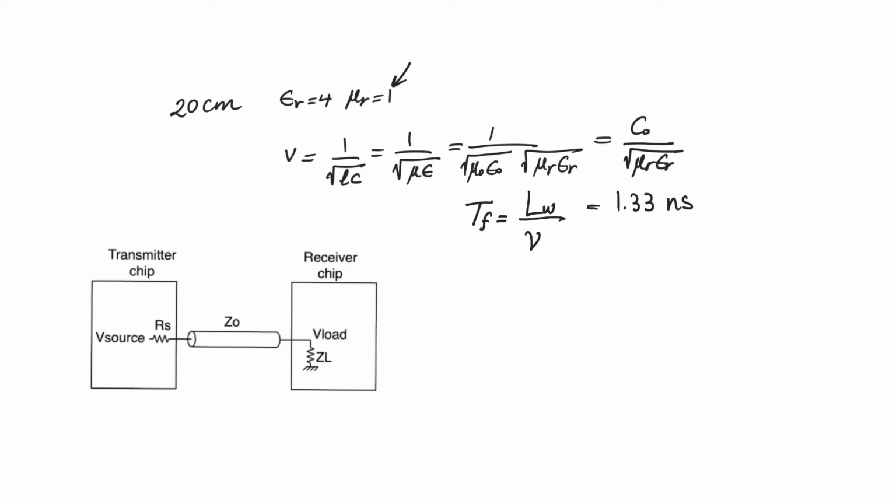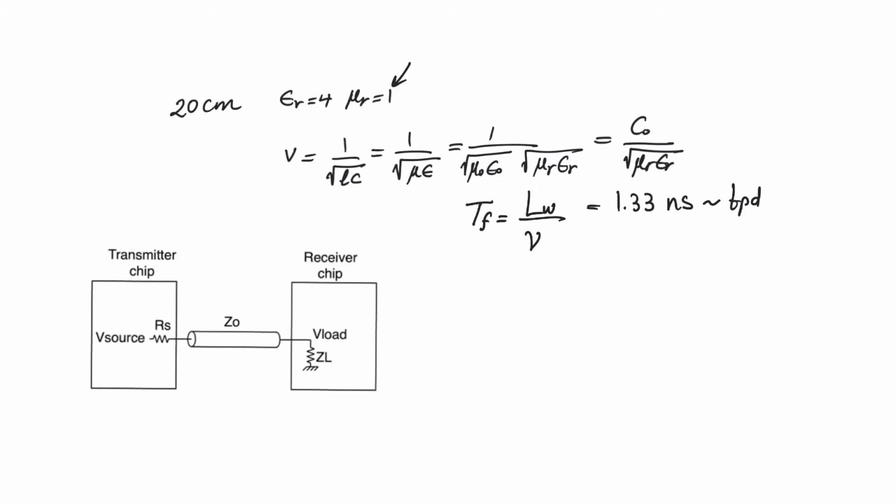Now, if this time of flight is comparable to tPD, or the gate delay within the chips, then you have to take it into consideration. And 1.33 nanoseconds is actually very comparable to most gate delays in modern technologies. So you start to see that with higher frequency of operation, when gates start to become faster and faster, transmission line effects have to be taken into consideration.